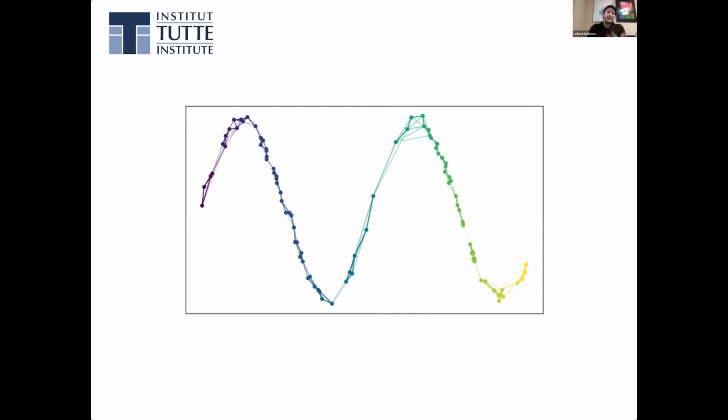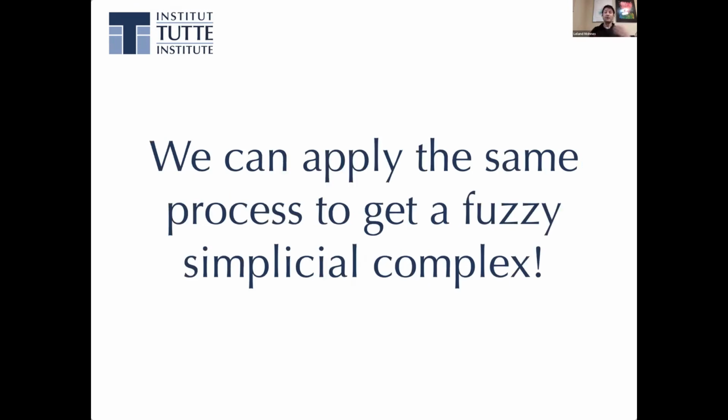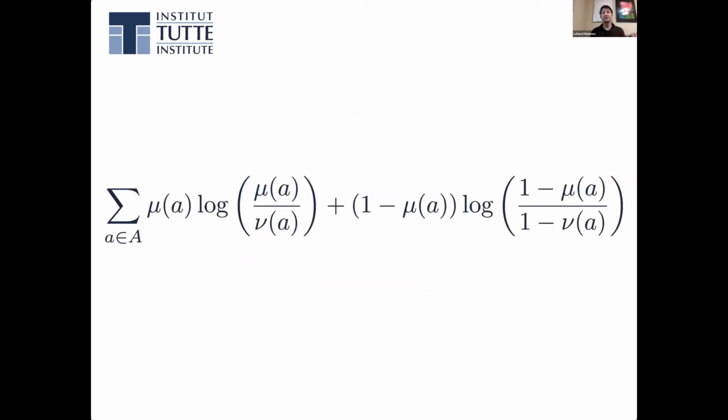And now we need to somehow get that to a low dimensional representation. So let's suppose for a moment that we were handed a low dimensional representation of the data. How could we tell if it was a good one or not? We'd need a way to compare it to the original one. So we could apply the same process I just described and get a simplicial complex for the low dimensional representation, and then measure the distance between the complexes using fuzzy set cross entropy. So that's going to have a formula that looks something like this.